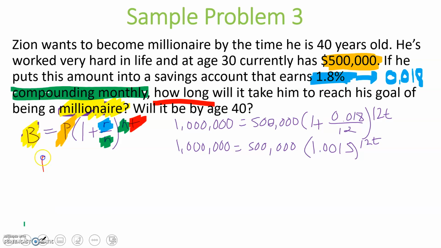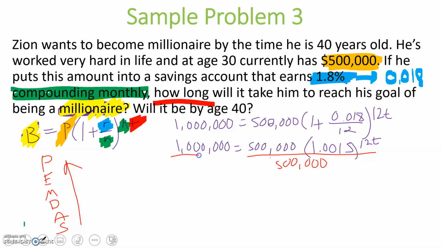Now from here, remember, we are going to reverse PEMDAS. We're going to undo this. So is there any addition or subtraction? No. Is there any multiplication or division? Yes. We can see that 500,000 is being multiplied here, and we want to remove it away from the same side of the equation as the t. So we're going to divide both sides of the equation by 500,000. 500,000 divided by 500,000 is 1, so those cancel. And on the left-hand side, we have 1 million divided by 500,000, which is 2. So we have 2 is equal to 1.0015 to the power of 12t.